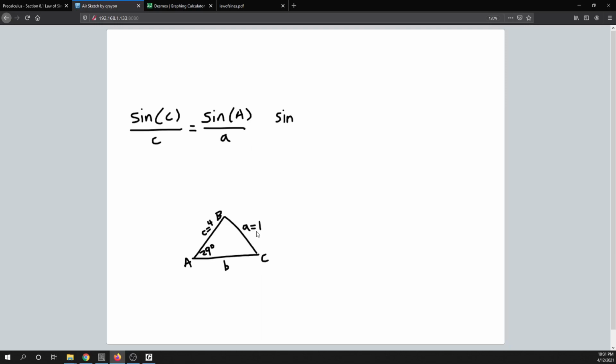So sine of angle C is the unknown here. And then I know that side c is 4. I know angle A is 29 degrees. And I know that side a is 1. Okay. All right. And so then if I cross multiply, I get 1 times sine C, which is sine C, right? And then 4 times sine 29.